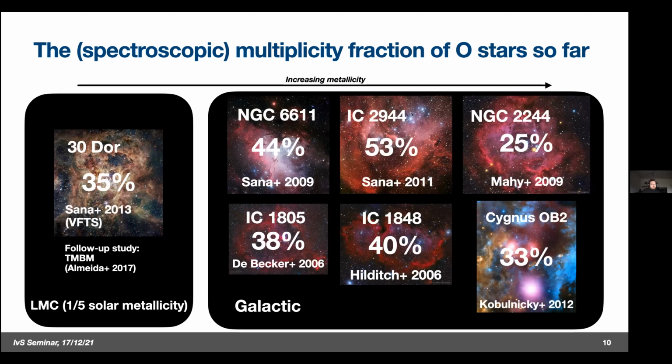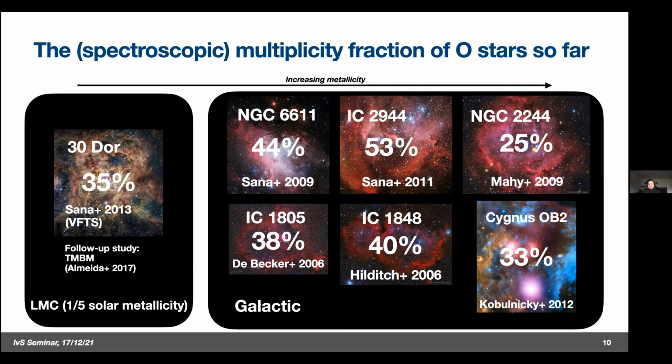Several similar spectroscopic surveys of various galactic and extragalactic clusters have been performed in the past. For example, let's take the VFTS and the TMBM, which was the follow-up survey. So this is the VLT Flames Tarantula Survey and the Tarantula Massive Binary Monitoring project. They characterized the O-star binary content in the Tarantula region, which is in the LMC, and this galaxy has a fifth of solar metallicity. So we can start to study binarity as a function of not only the mass of these stars, but also of the metal content of their host environments.